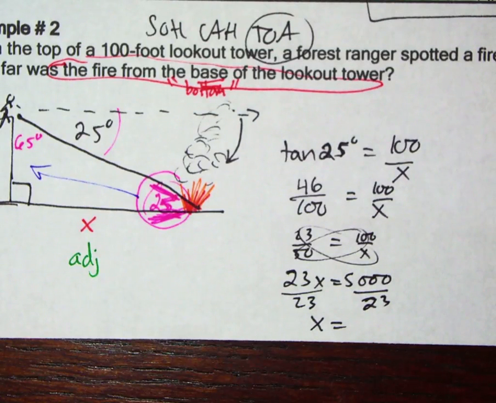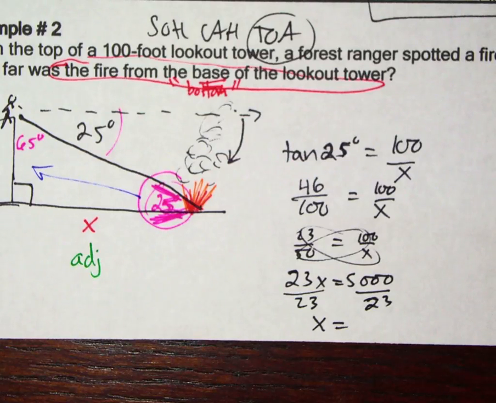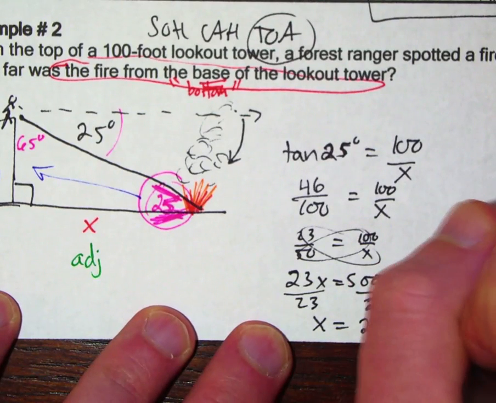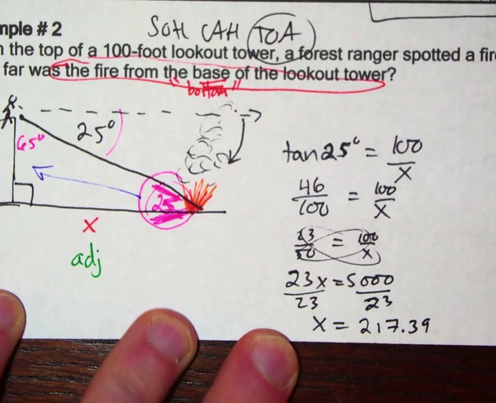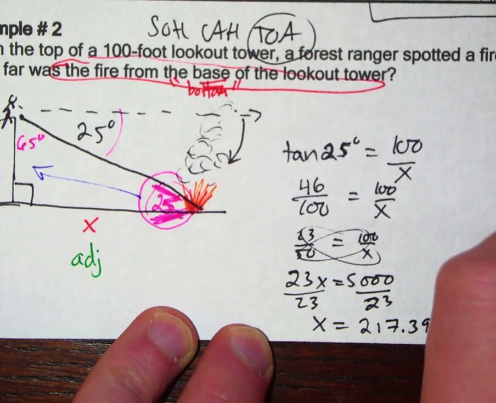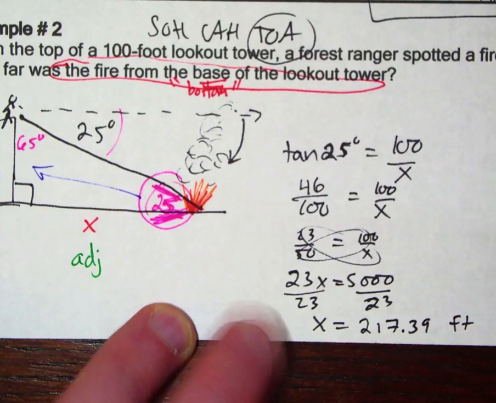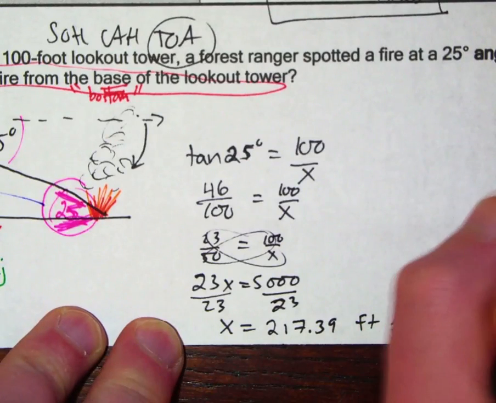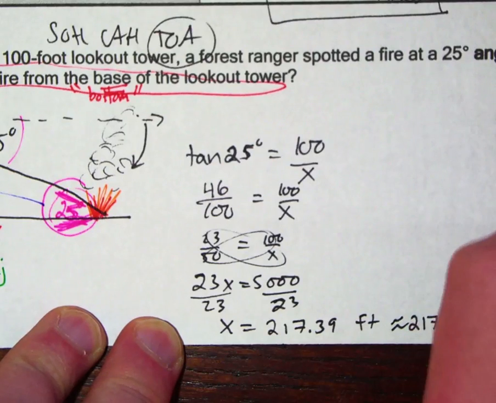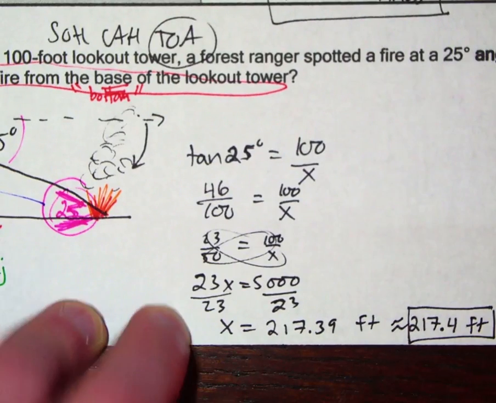If we finish this out, I'm just going to go ahead and look at my calculator. Normally you'll have to do this out though on scratch paper. We get 5,000 divided by 23, and it looks like it's 217 and 39 hundredths. The units are feet, but don't forget we want to usually round to the nearest tenth, so this is approximately equal to 217 and 4/10 feet.